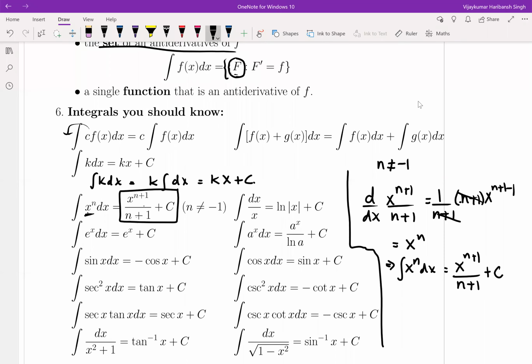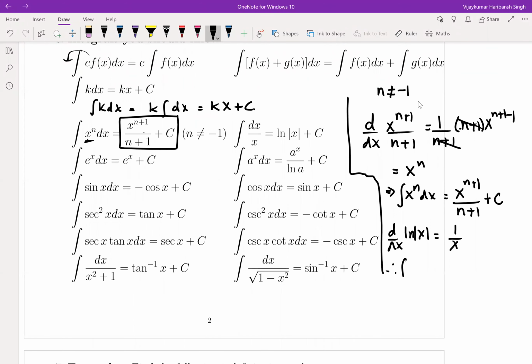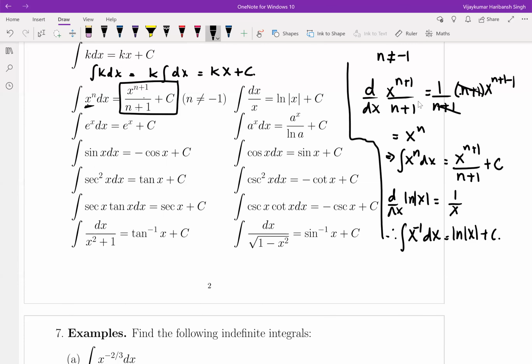Okay. Similarly, you can see that derivative of ln of absolute value of x is 1 over x. So therefore, antiderivative of x to the power minus 1 dx is ln of absolute value of x plus c. Similarly, derivative of e to the x plus c is e to the x. So therefore, integral of e to the x dx is e to the x plus c.